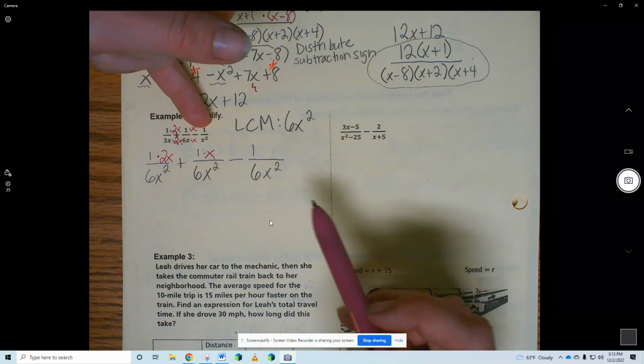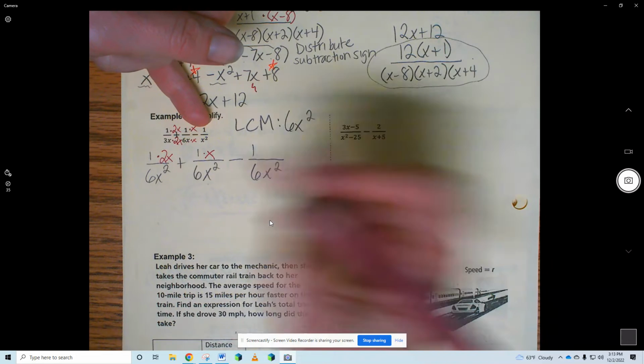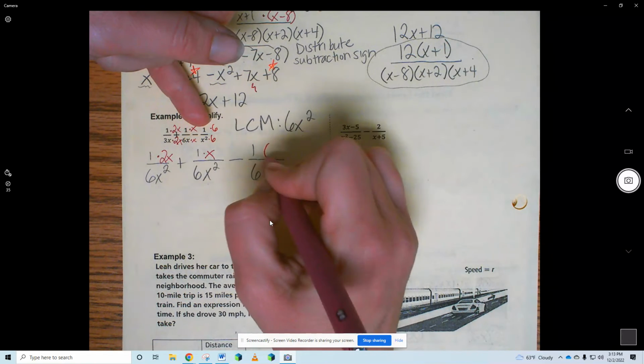The third fraction had just an x squared. I need to make it a 6x squared. What do I multiply x squared by to make it a 6x squared? 6.